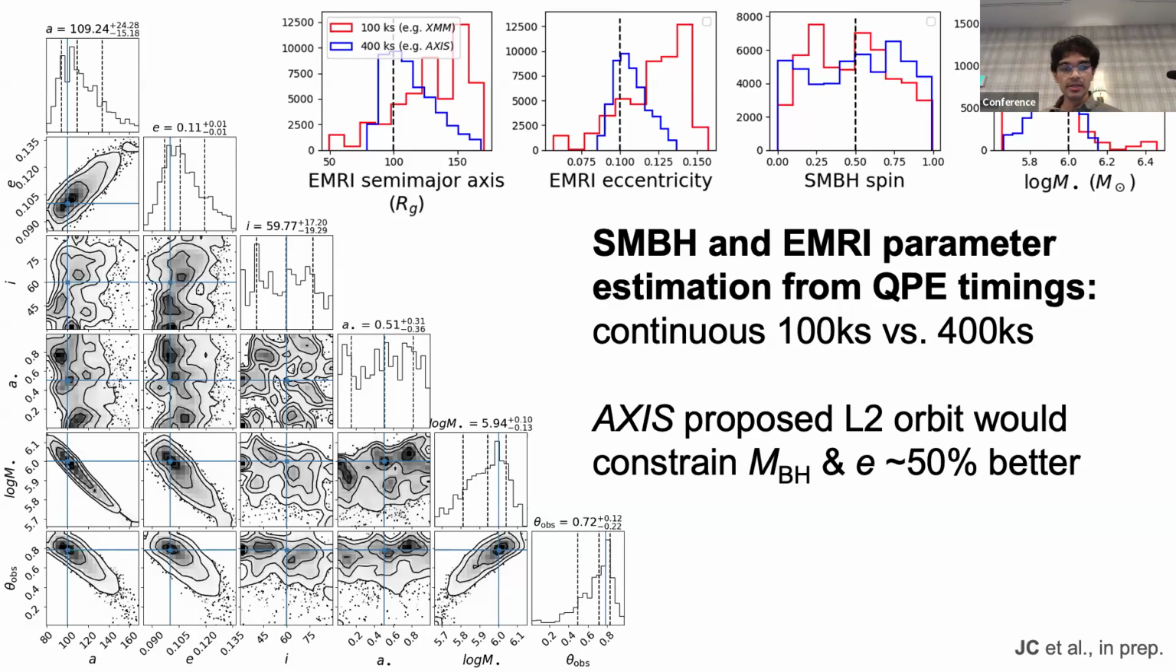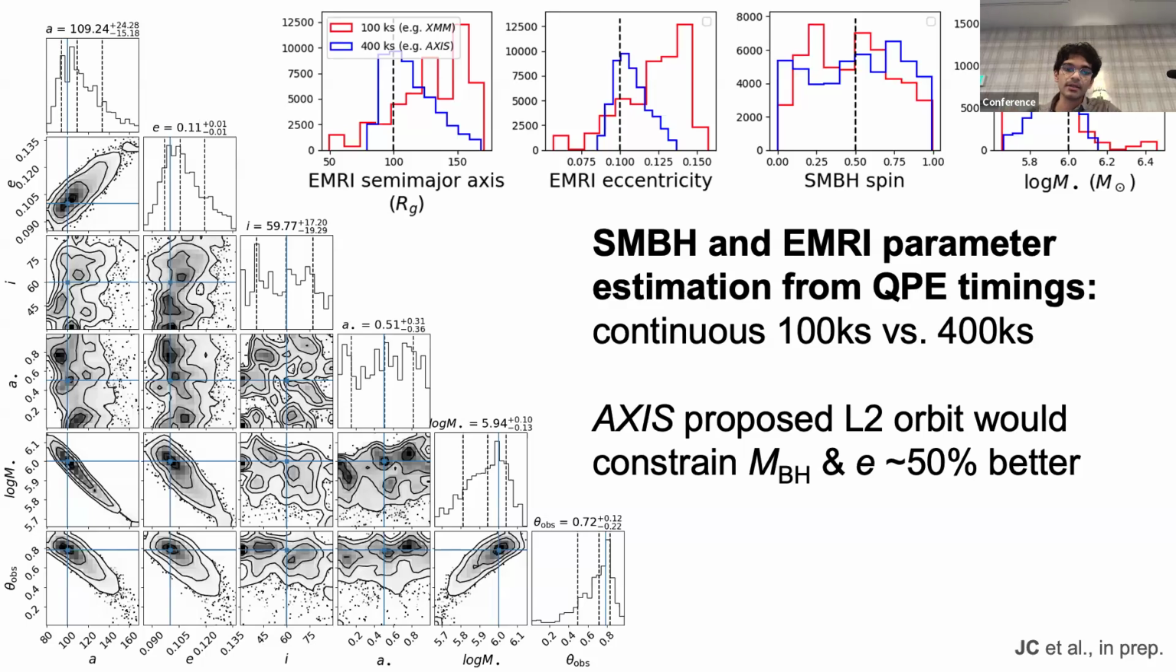There are all sorts of degeneracies that are introduced when you have large gaps in between QPE number. And with Axis's proposed L2 orbit, which will enable possibly stares as long as 400 kiloseconds continuously or more, this constrains the dynamics of this EMRI disk system by a factor of about 50% better than you can do with the current roughly 100 kilosecond XMM continuous exposure time.